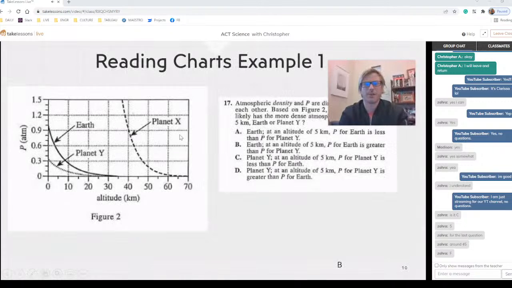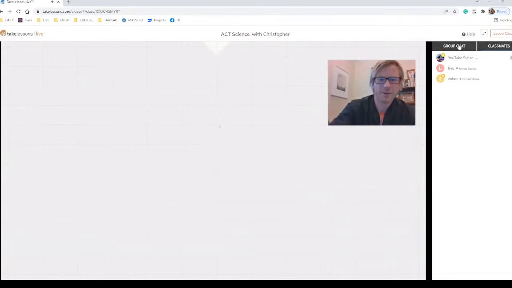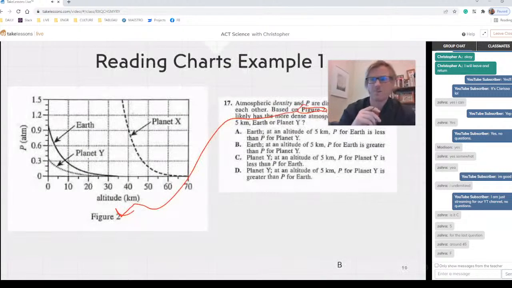All right. Now we have another question. Same chart, same idea. Atmospheric density and P are directly proportional to each other. Who cares? I mean, we might have to think about that, but that's probably not a key detail. Based on figure 2, well, that's important. I've already pulled up figure 2, but obviously when you're doing the test, you're not going to have a teacher pull that up for you. So make sure you match the figures.